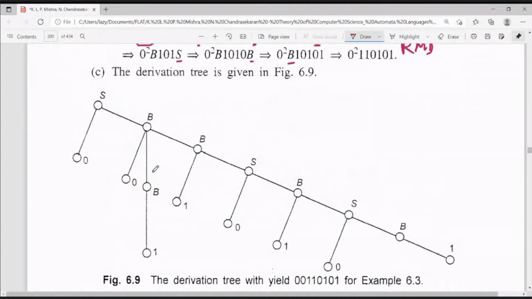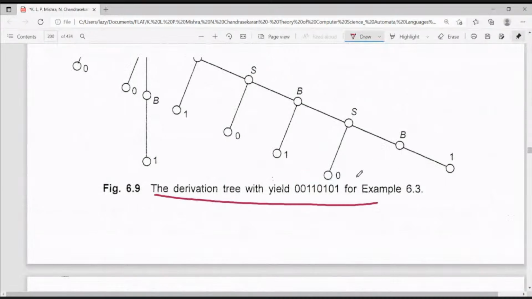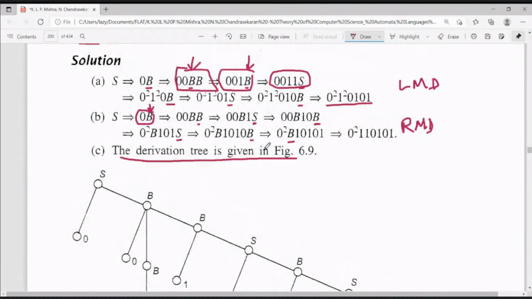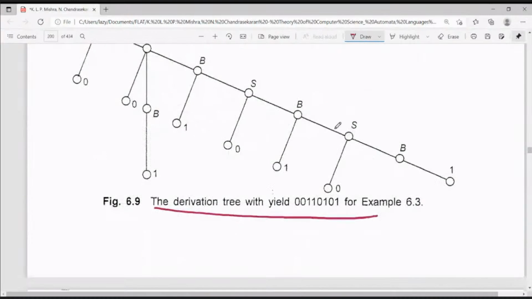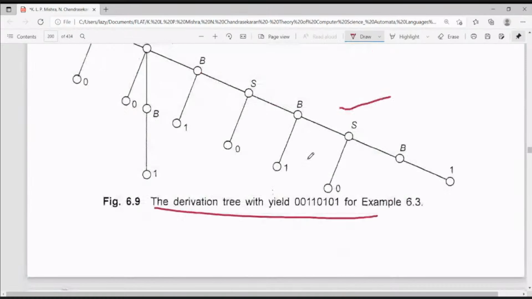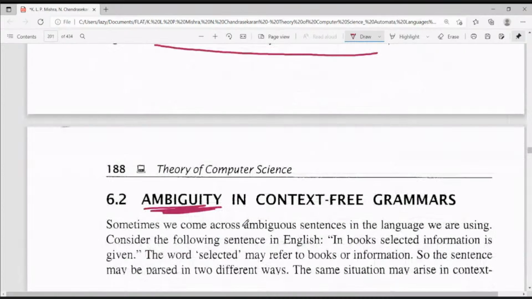Okay, and this is the tree which you'll get, the derivation tree. Either you apply leftmost derivation or rightmost derivation, you'll get this same tree. You'll not get any other tree, because ultimately it has to be replaced by the terminal string. So here that concept can be used in order to talk about ambiguity.